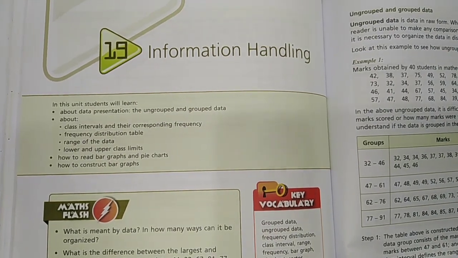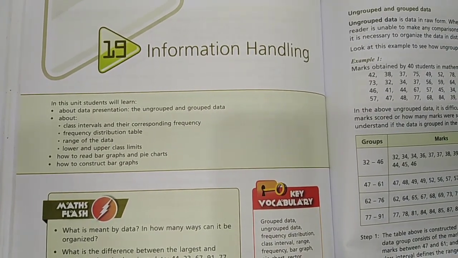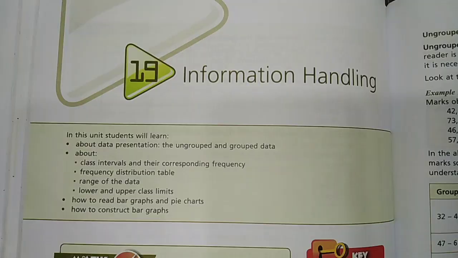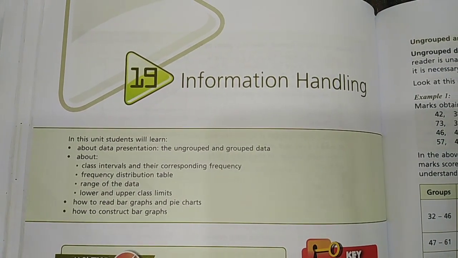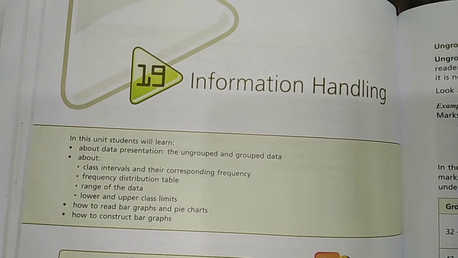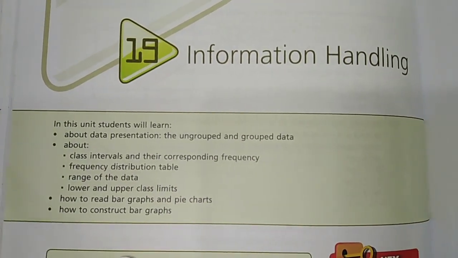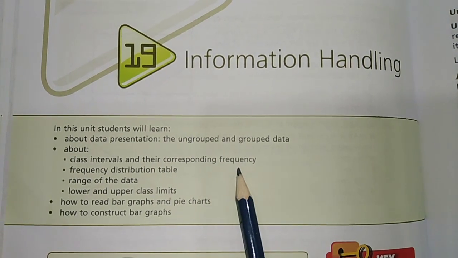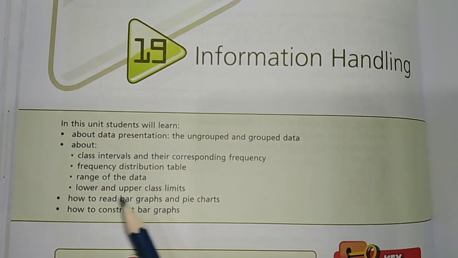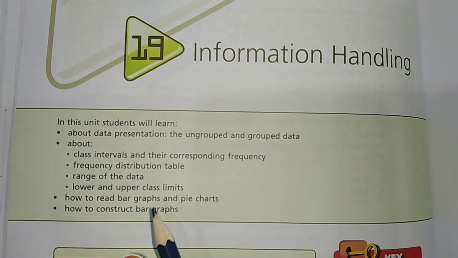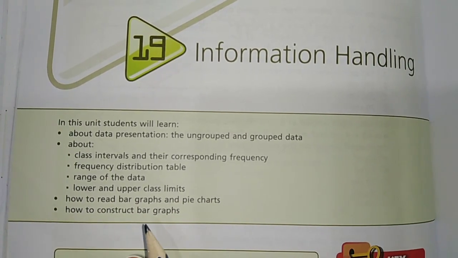Assalamu alaikum students. Today we have to start our new chapter, chapter number 19, information handling. In this unit you will learn about data presentation, ungrouped data, grouped data, class intervals and their corresponding frequencies, frequency distribution table, range of the data, lower and upper class limits, how to read bar graphs and pie charts, and how to construct bar graphs.